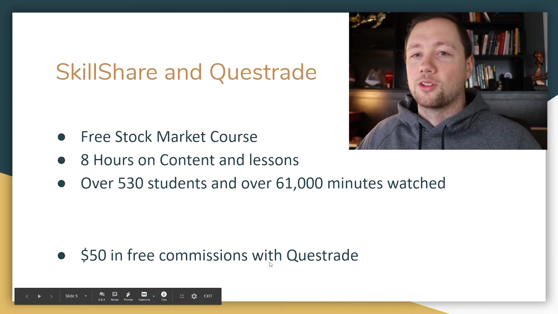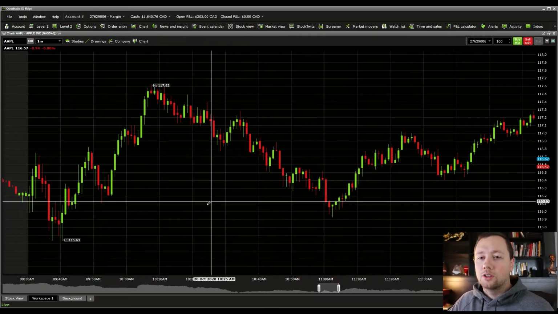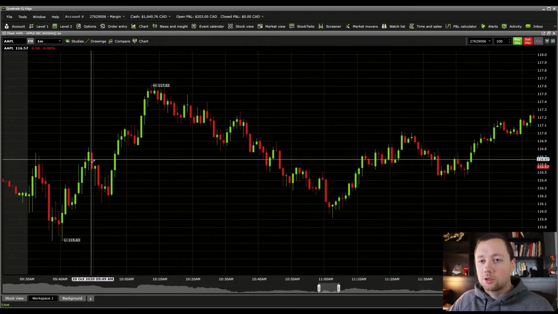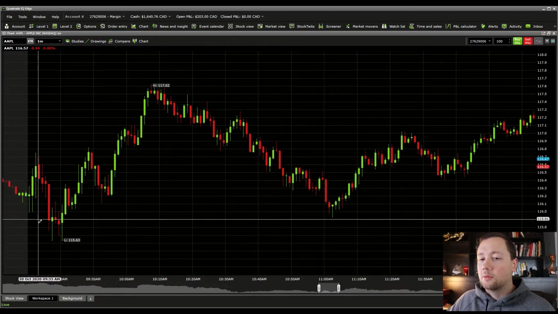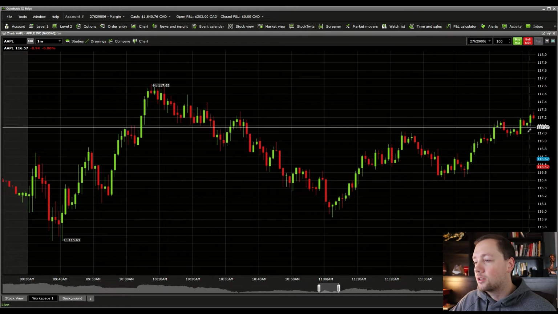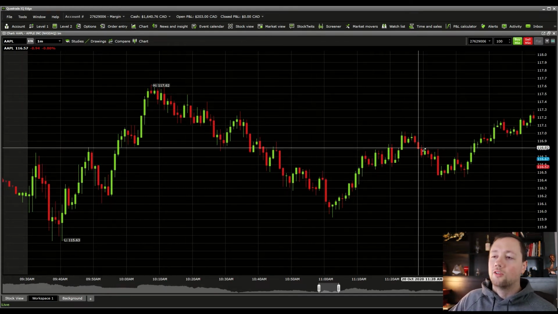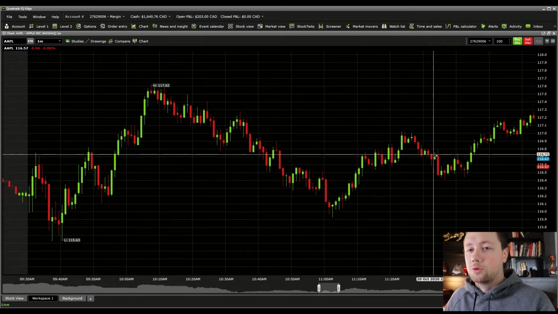Now, let's jump into the charts. Okay, so this is what Questrade looks like. As you can see, I'm looking at Apple stock. I'm looking at a day trading chart here. Every candle here is 1 minute, and I'm basically looking at 9:30 a.m. until about 12 o'clock noon. So this was the morning session for Apple on October 20th. So this was just yesterday.